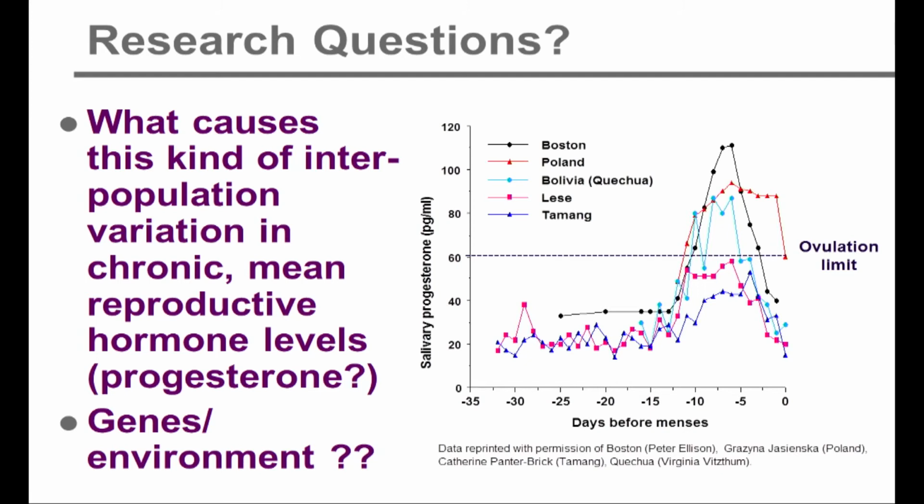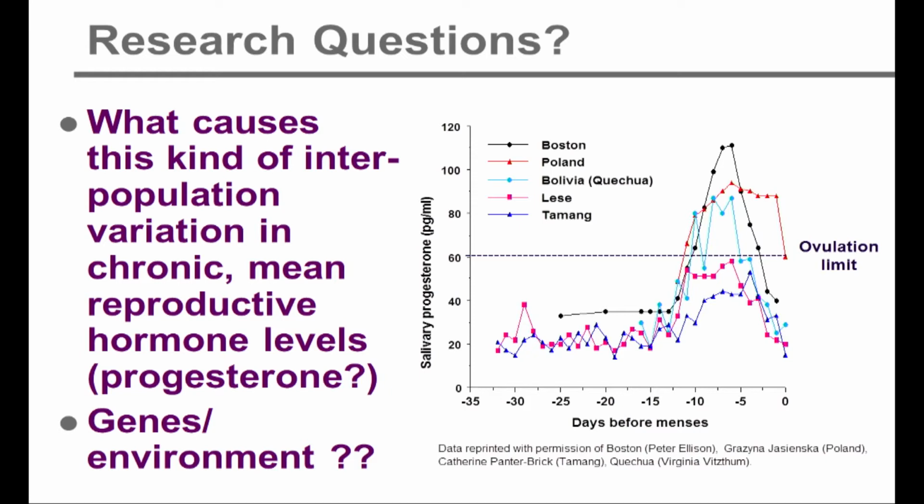So the shape is a typical progesterone profile, where it's high in the second half of the cycle. This is a non-conception cycle, I should say. But the striking thing is just the differences in these average profiles. These were collected over many different women, sometimes over the course of several months.